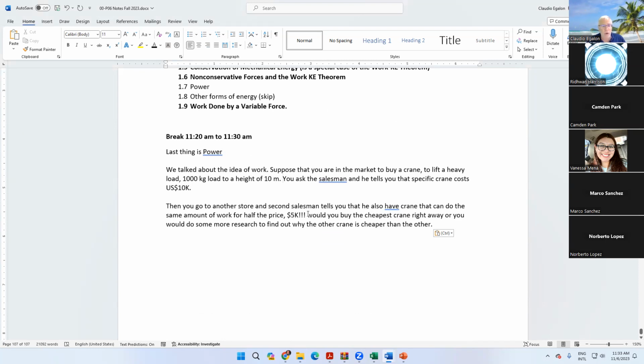And don't forget, when you tell the salesman that you want to raise a 1,000 kilogram load to a height of 10 meters, basically you are telling the salesman that you want a crane that can do a work of 10,000 joules. Okay, 10,000 joules. That's what you're asking. You go to a second store, and this other salesman tells you that he's selling something that can raise the same load to the same height for half the price.